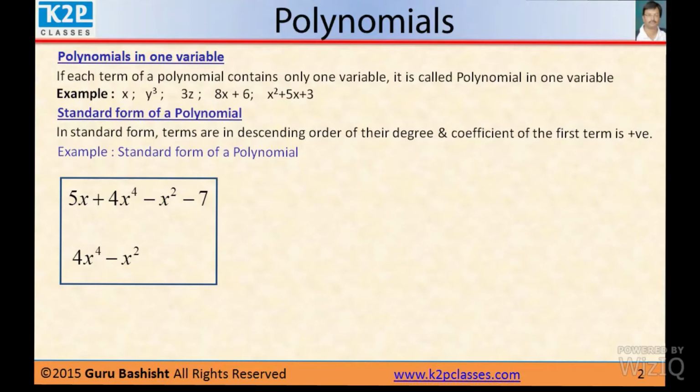Yes, this term, after this, is the highest. This term is having the highest degree.